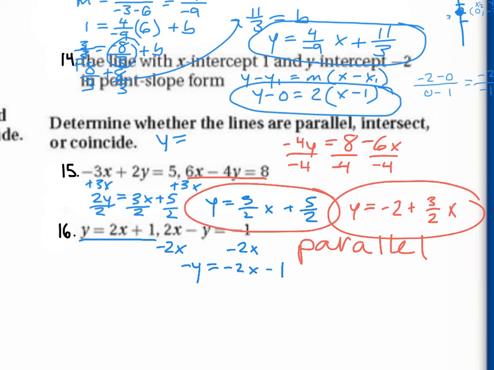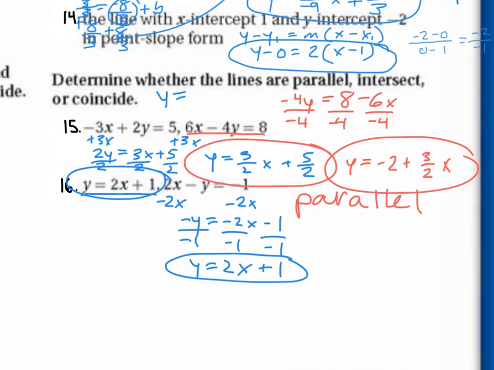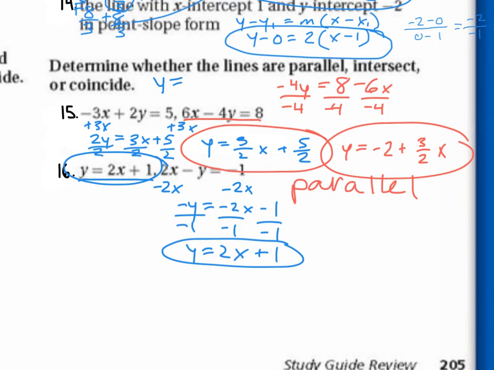Now what do we do? Divide by negative 1. We divide everything by negative 1. So we get y is equal to 2x plus 1. So we have two equations now that are the same. So are these going to be parallel, intersect, or coincide? Coincide. What does it mean to coincide? They're like on the same line. They're the same line. So if we have the same slope and the same y-intercept, they coincide because they're the same line.